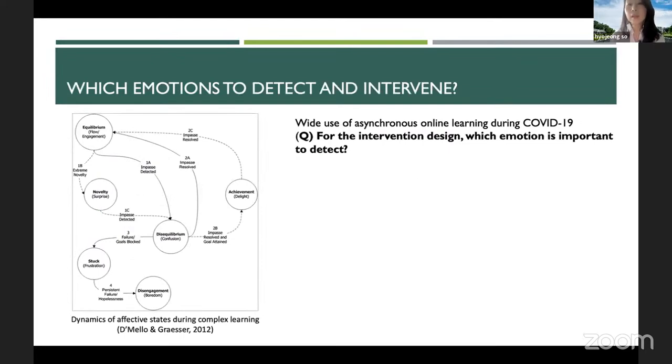But again, another hurdle that I have is which emotions I have to detect and intervene on or design for, because there are so many types of emotions out there. This research was very helpful for me to understand the mechanism of how emotions flow from engagement all the way to disengagement, how learners feel. And then you can try to look at how this was visualized. I can draw the line from here. And probably this is the part where we have to do something about it, when they start to feel confused or frustrated, and at the end they become really bored.